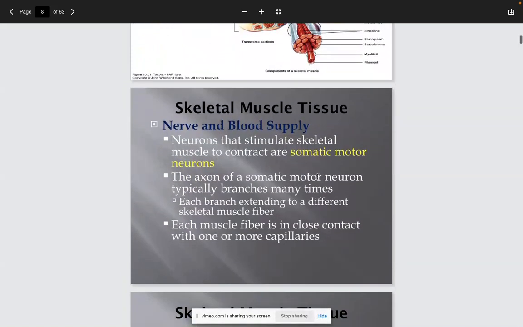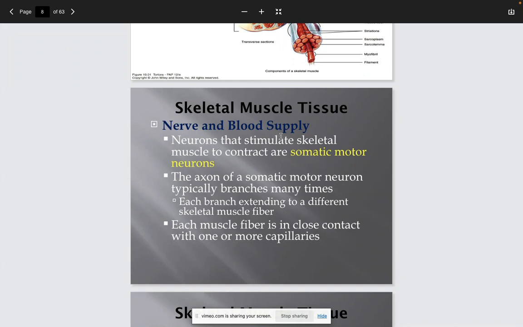What's important on this side? Somatic motor neuron. I want you to know what somatic motor neurons do. So these are neurons, right? A neuron is just going to be your basic nerve unit. Nerves receive stimuli and they send impulses either to organs or to skeletal muscle. So we have an impulse that comes into a neuron, and then from there, the neuron is going to send a stimulus to the skeletal muscle.